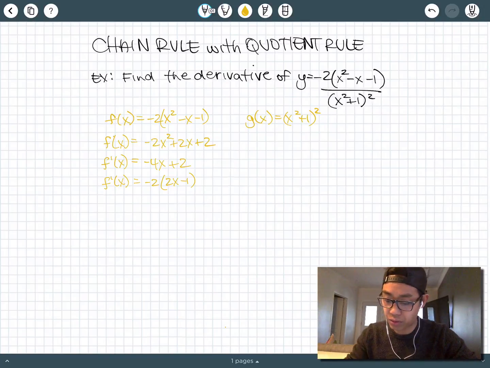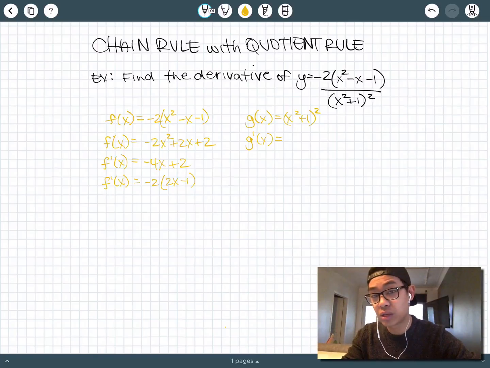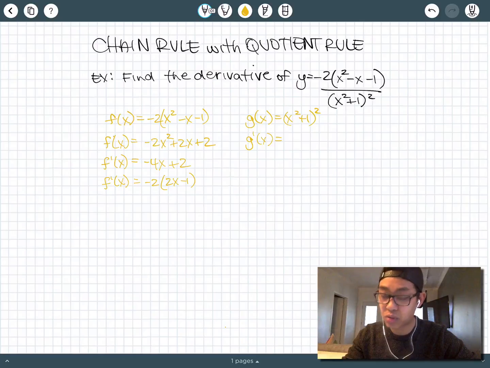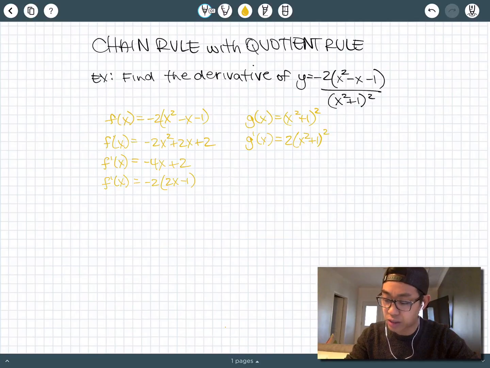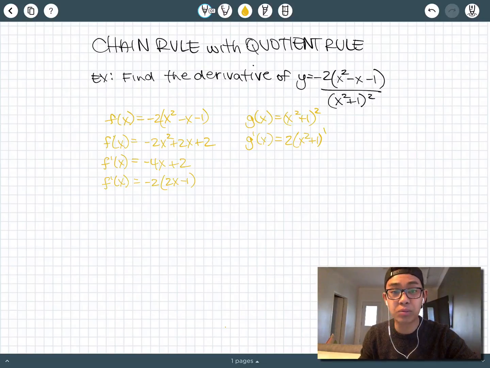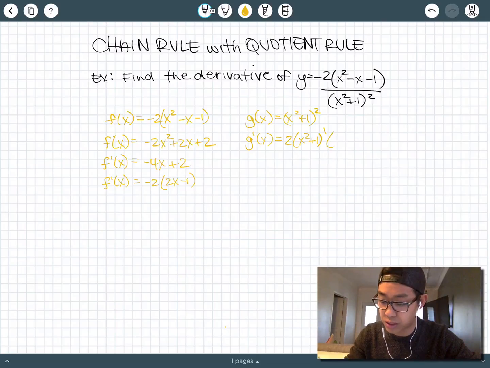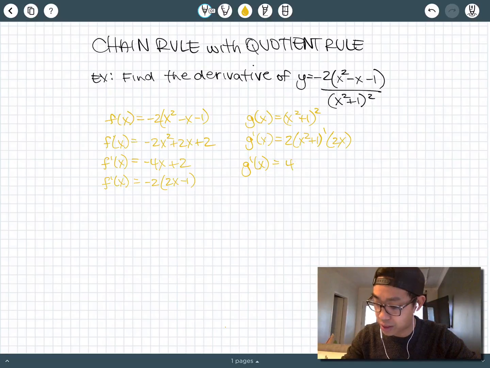Then over here we get g prime of x is going to be equal to, we have chain rule. So the inside function is x squared plus 1 and the outside function is the square. So we'll take the derivative of the outside function, which is of course throwing the 2 out front, keeping the inside the same, and subtracting 1 off the exponent. So that's now to the 1. And then we multiply by the derivative of the inside. So the derivative of the inside, x squared plus 1, is just 2x. We'll simplify this, so we get 4x times (x squared plus 1) to the 1.